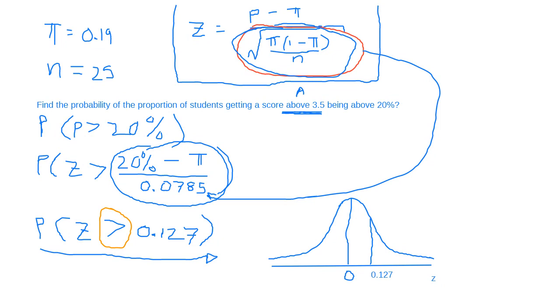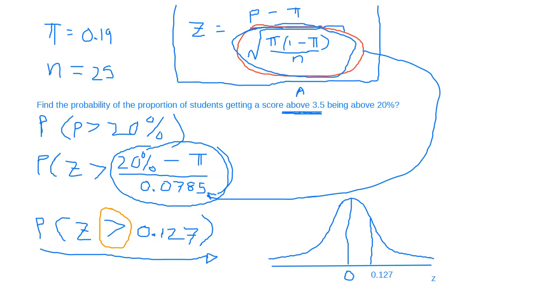Okay, let me explain this. We were saying probability of z greater than 0.127. Now remember, this horizontal axis is our z values. So here is where z is 0.127, and the question says z greater than 0.127.